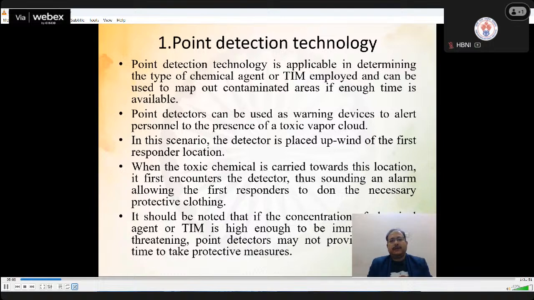It should also be noted that if the concentration of chemical agent or toxic industrial material is high enough to be immediately life-threatening, point detectors may not provide sufficient time to take protective measures. So these are certain points which are very much required. So again, depending on the concentration is also a big lacuna. If the concentration is up to a certain extent, then it would be very helpful. But when it goes beyond a certain concentration, or it is at high concentration, then this technology may not be very helpful and may not provide sufficient time to take protective measures for the first responders.